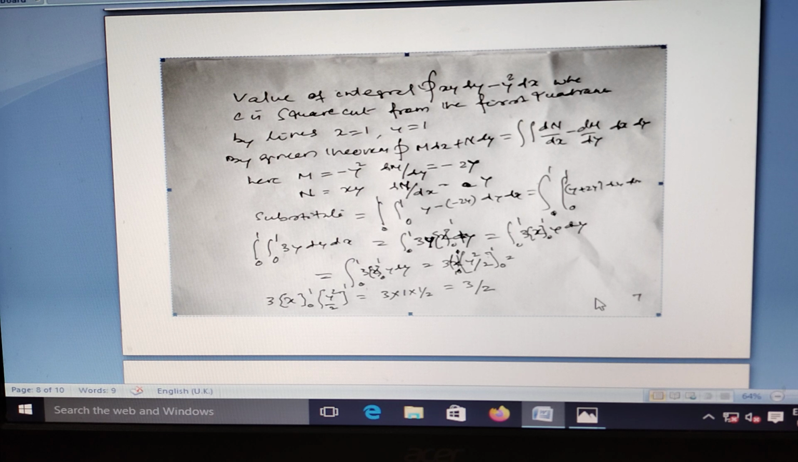So here M is equal to minus y square, N is equal to xy. The other thing is very easy, a simple double integral. The answer will come 3 by 2.